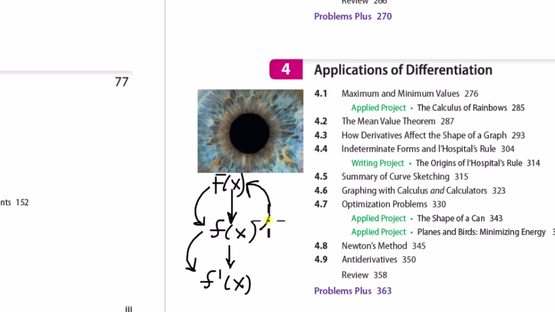And so since we're going in the reverse of differentiation, we call this process anti-differentiation. We're finding the antiderivative of f of x. In the forward direction, we're finding the derivative of f of x to get f prime of x. Now going in the reverse direction, we're finding the antiderivative of f of x to get capital F of x.